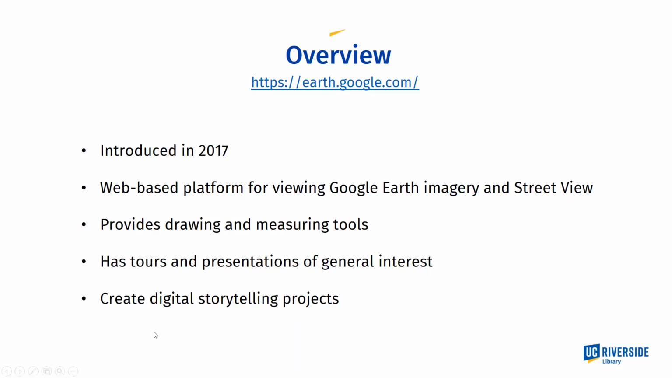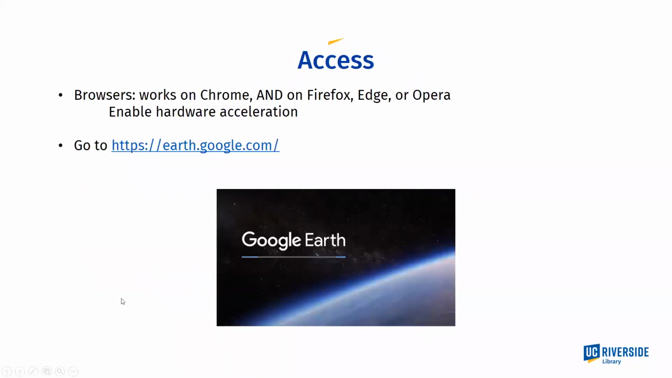And what I'm going to do is run through the slides I have on Google Earth for web, and then I'll pull a session of it over on my screen so you can see what it looks like, and we'll talk in a little more depth about some of the things I've pointed out on the slides. So to access it, you just need a browser, and no surprise, it works on Chrome since it is a Google product, but it also works on Firefox, Edge, or Opera. I have sometimes found that it actually works better for me on Firefox than it does on Chrome, so there you go.